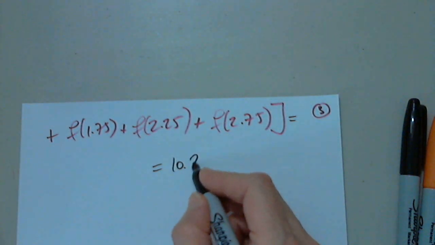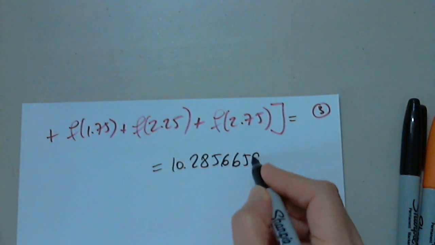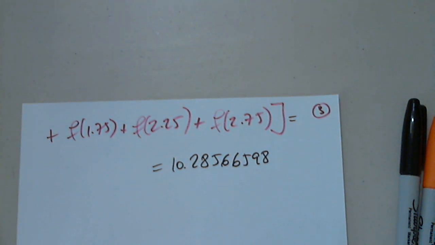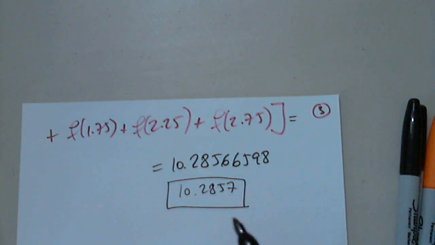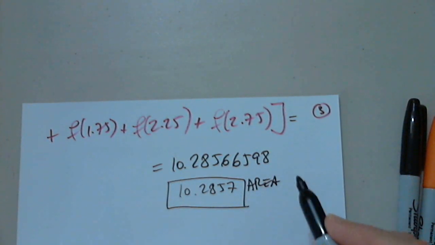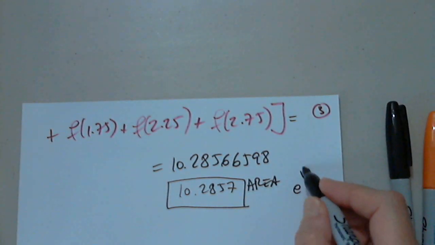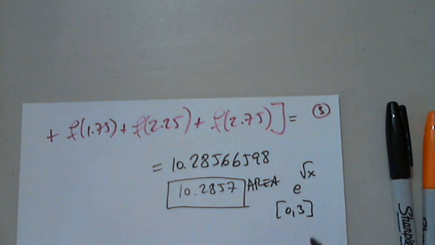So this is 10.285666598, and then you stop at the number of digits they want. And I think they said, I wrote it here, 4 decimal digits accuracy. So then I would say 10.2857. This is the area under the graph of e to the square root of x on the interval 0, 3. Is it exact? No. It's an approximation using n equals 6 subintervals and using the midpoint.